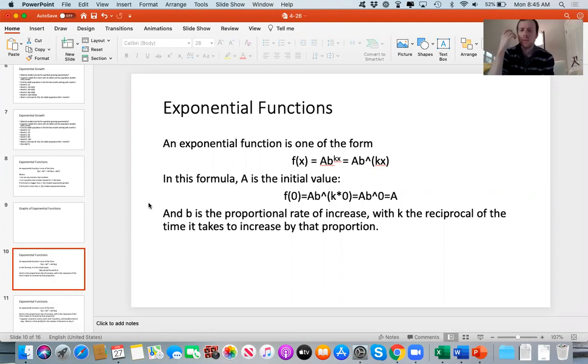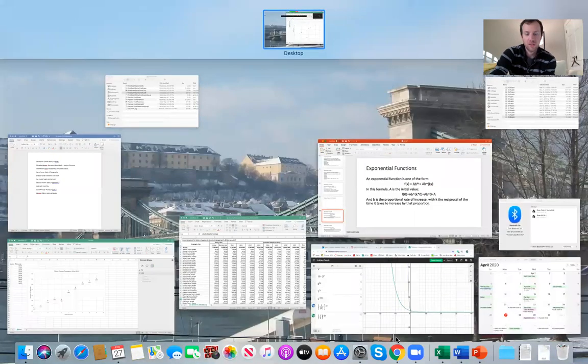So how those values actually get interpreted. We've seen that the A shifts you up. The K impacts your steepness. The A here is always the initial value of your quantity. That was something that we saw.